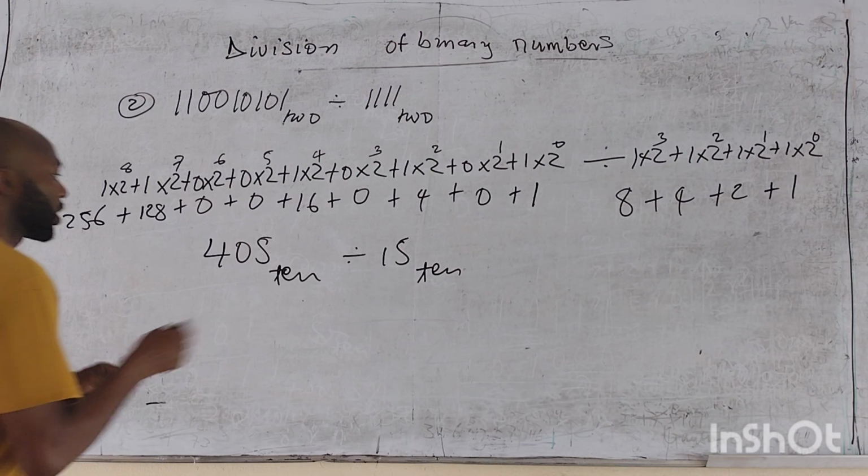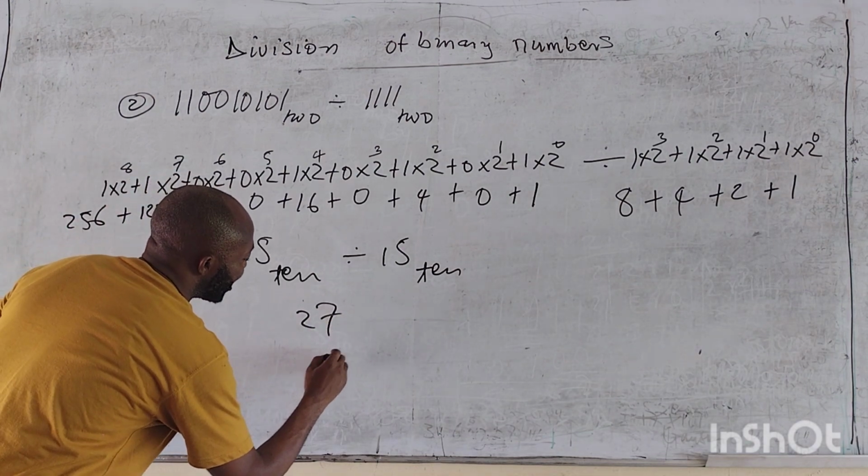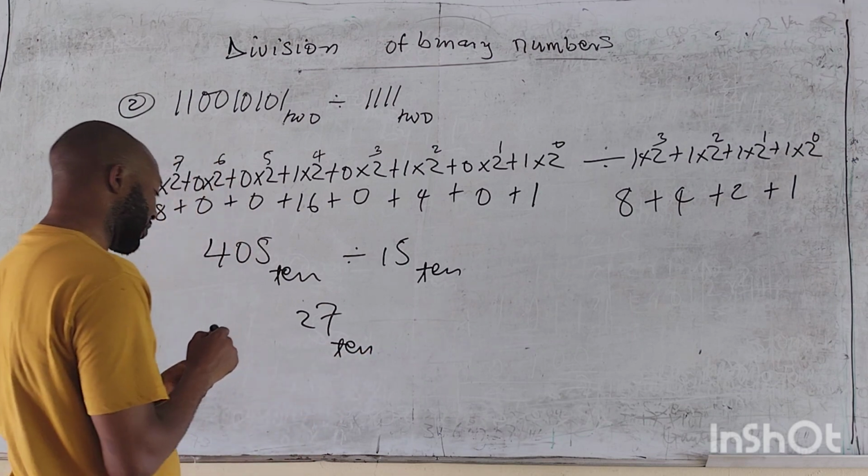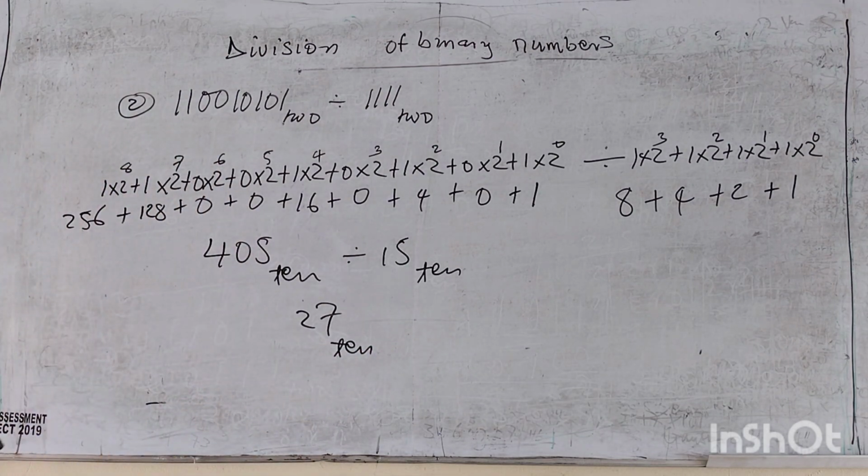27. So we have 27 in base 10. Our final answer is 27 in base 10. But now, our target is base 2. We're taking it to base 2. So now let's divide this to base 2.